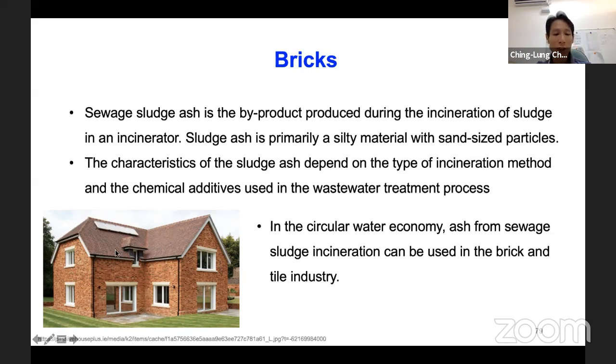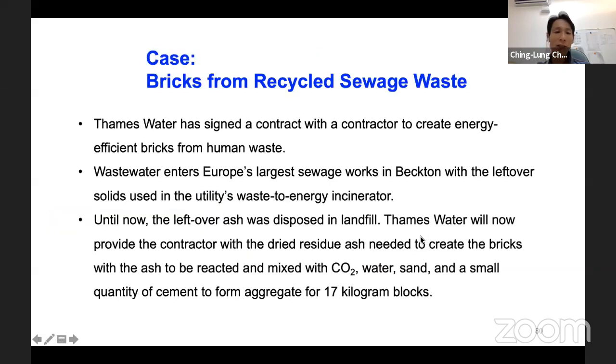Okay, because it has a similar ingredient to brick. So in the circular water economy, ash from sewage sludge incineration can be used in the brick and tile industry. It means the ash or sludge after high-temperature burning, we can sell it to the brick or tile industry. Okay, and this is the case.